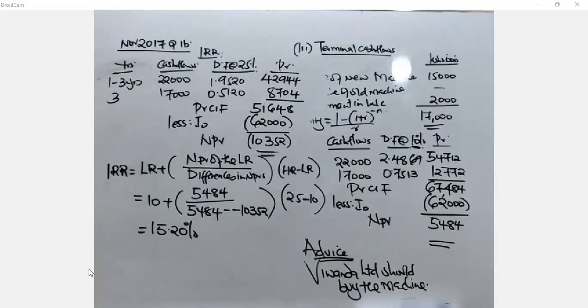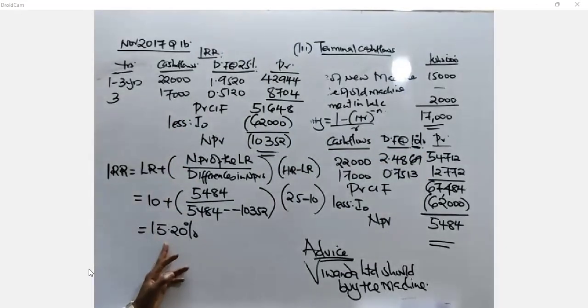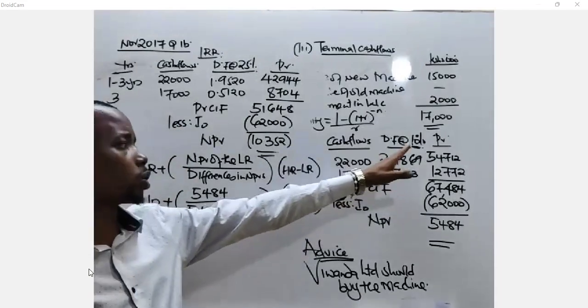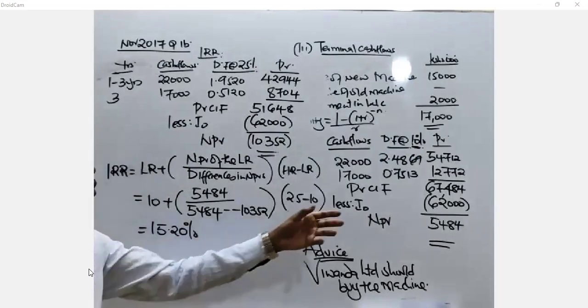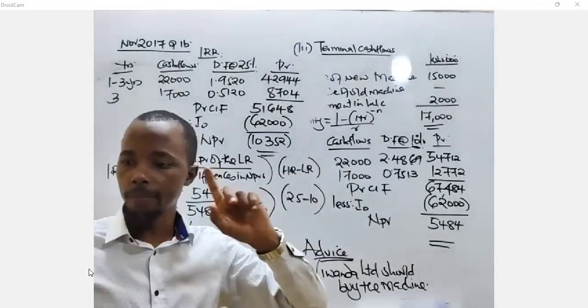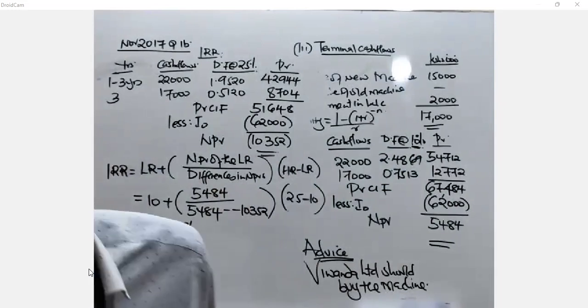Now, once you understand that, you can go to the acceptance criteria. We said when the IRR is greater than the cost of capital, which was initially given, you need to accept that project. You can see this 15.20, and the cost of capital was 10%. Then you need to accept. It means if the IRR is greater than the cost of capital, the NPV should also be positive. That is what the notes are talking about. Those are the very simple things you need to know.